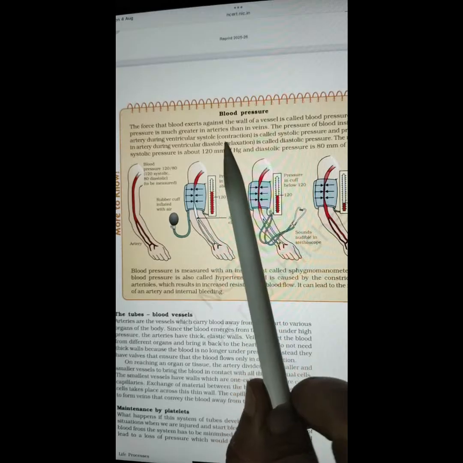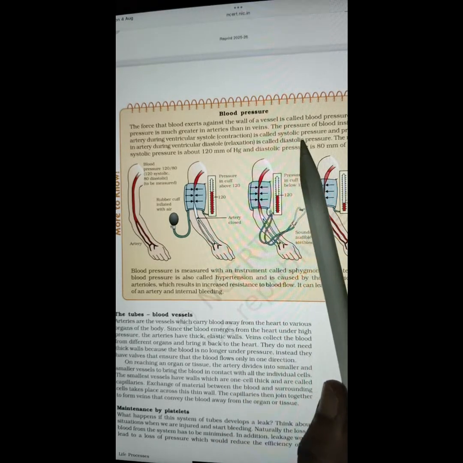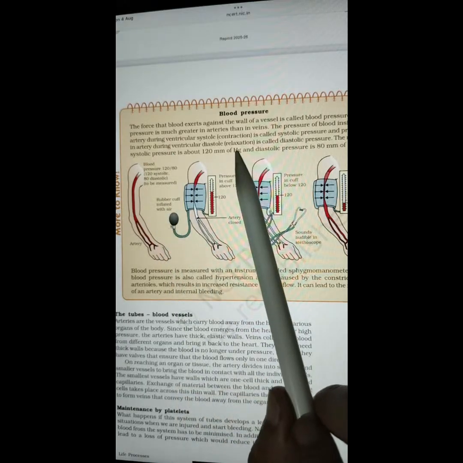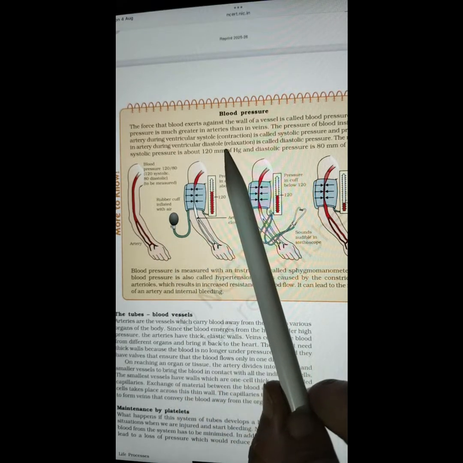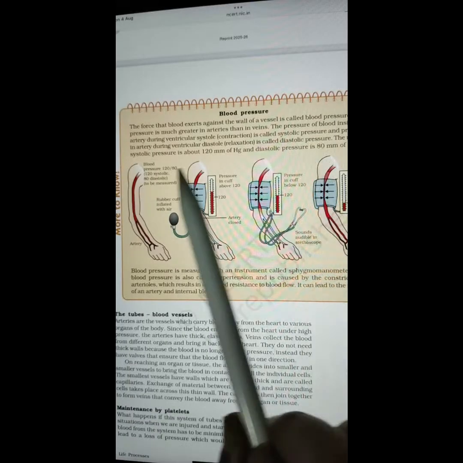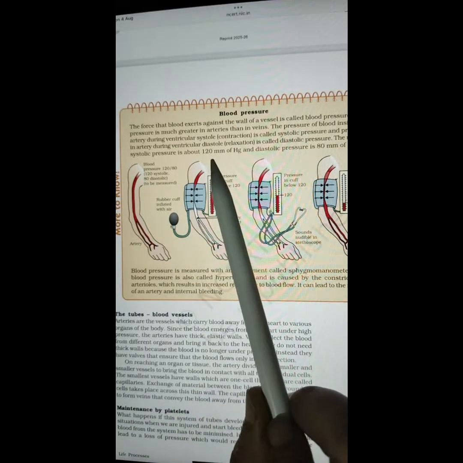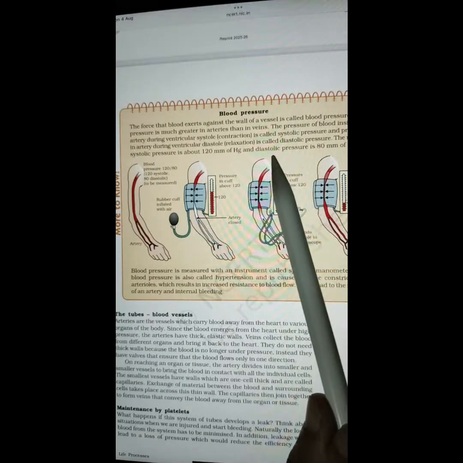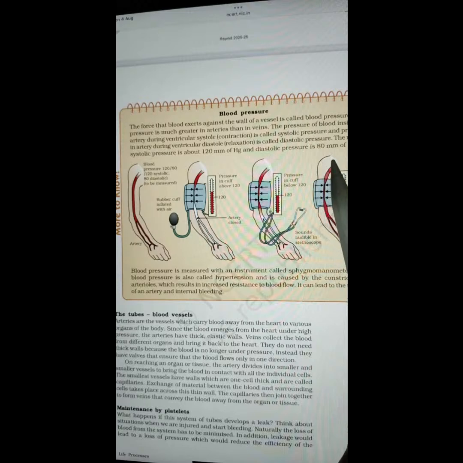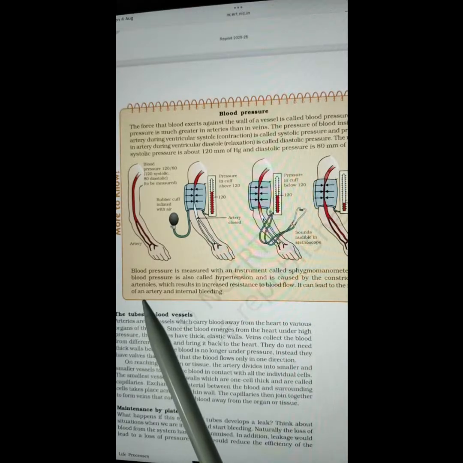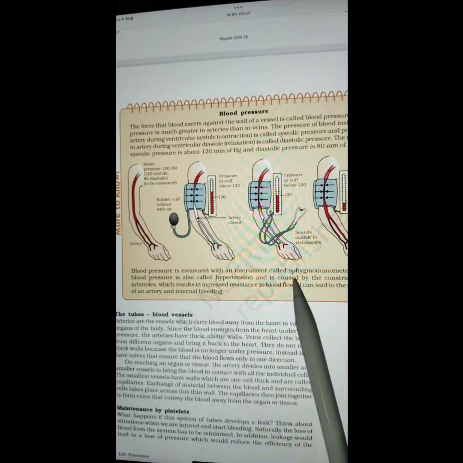Ventricular systole, also known as contraction, systolic pressure, artery, relaxation or ventricular diastole, diastolic pressure. Systolic pressure is 120 mm of Hg. Diastolic pressure is 80 mm of Hg. Sphygmomanometer, constriction, arterioles, rupture, artery, internal bleeding. This can be spoken as sphygmomanometer.